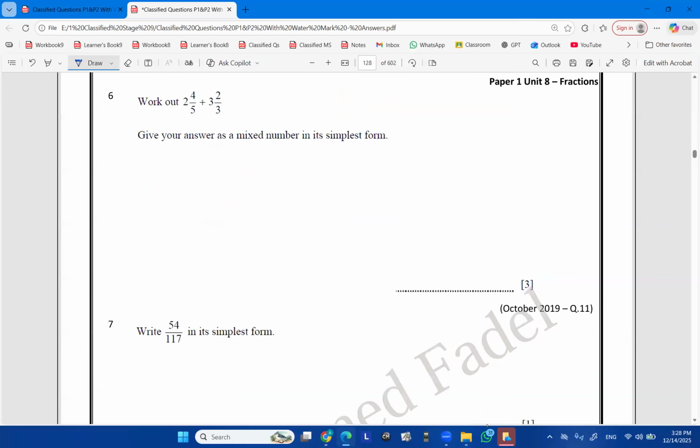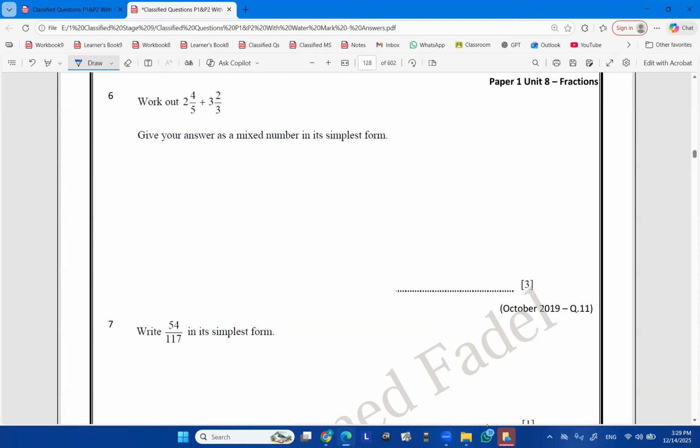Work out this. Give your answer as a mixed number. All right, no problem. You got many ways to do this. One of them is that you might convert this into improper, and then you get it back into being a mixed number. Many of you, I noticed, prefer this method. I'm going to do it. I don't mind it at all. I'm not that kind of teacher who's going to say to you, it's either my way or no way. No problem at all. You can convert this into an improper fraction.